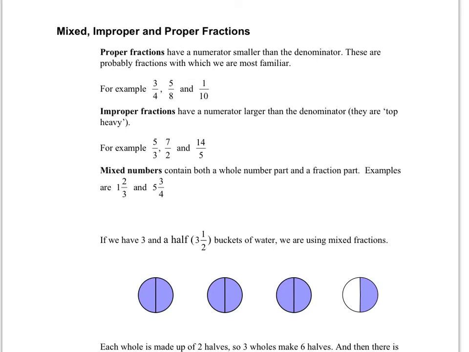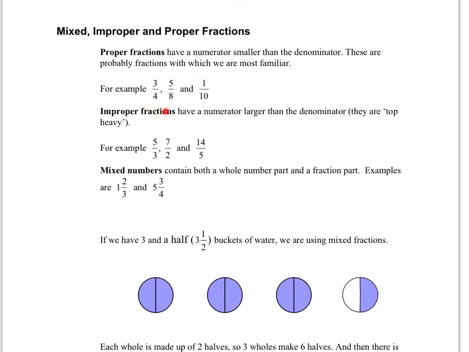On this page we're going to classify the fractions. Proper fractions have a numerator which is smaller than the denominator. For example, the number on top, 3, is smaller than the number on the bottom. The number in the numerator is smaller than the number in the denominator.